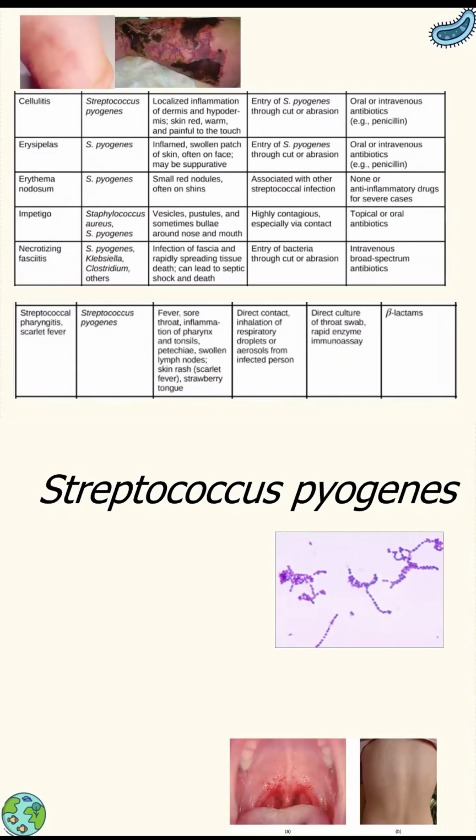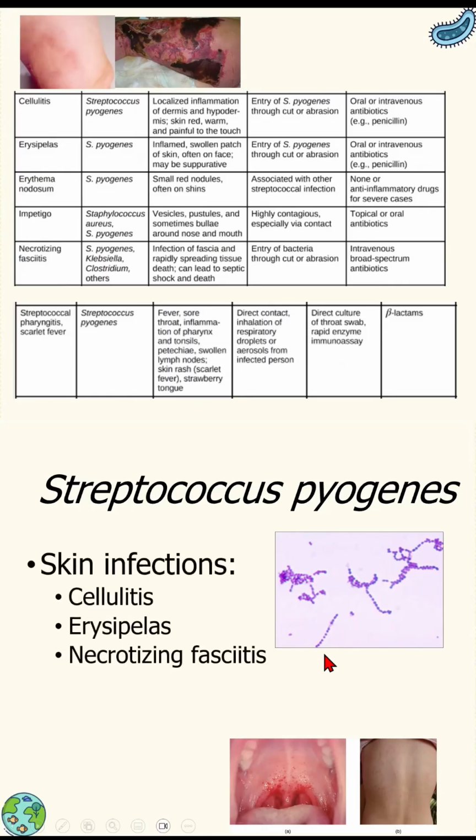All right, moving on to Streptococcus pyogenes. So this is a Streptococcus, so it is in a line. The bacteria are cocci, circular, and they're in a line. And Strep pyo also has a ton of different types of skin infections that it causes. Actually, this table right here summarizes all of them.